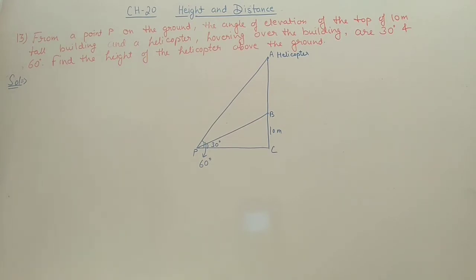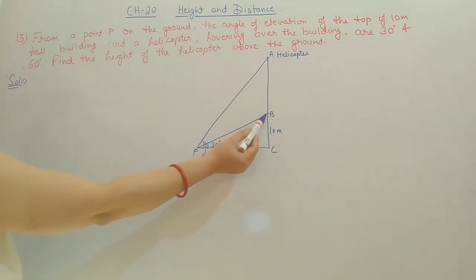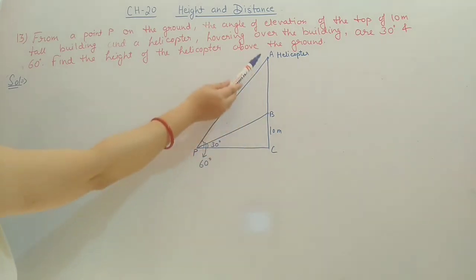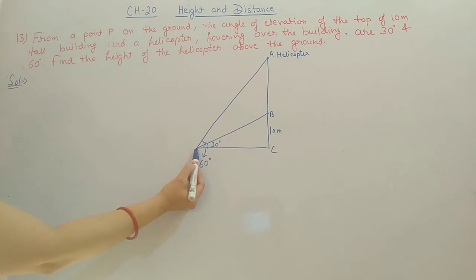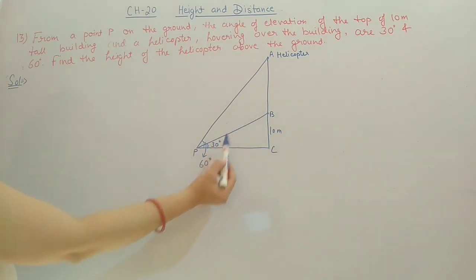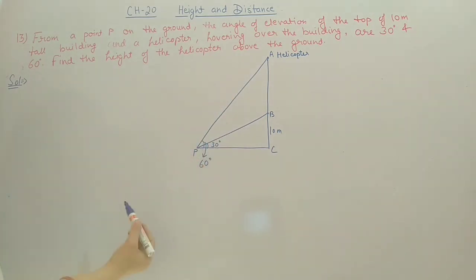Question number 13. From a point P on the ground, the angle of elevation of the top of a 10-meter tall building and a helicopter hovering over the building are 30 degree and 60 degree. Find the height of the helicopter above the ground. So in this question it is given BC is a building 10 meter high and one helicopter is there at this position above this building. The angle of elevation from a point P for the top of the building is 30 degree and for helicopter it is 60 degree. We have to find out the height of the helicopter, means we have to find out AC.